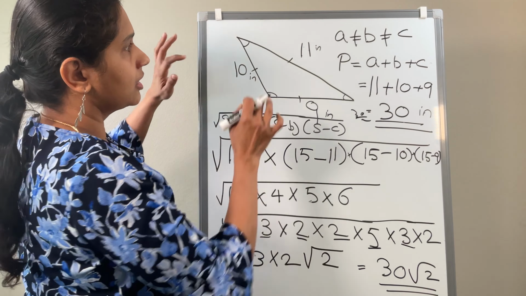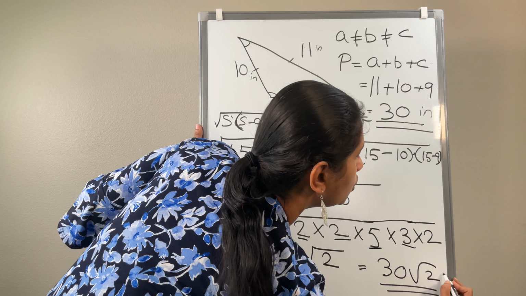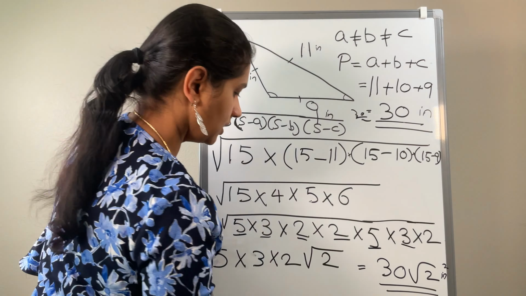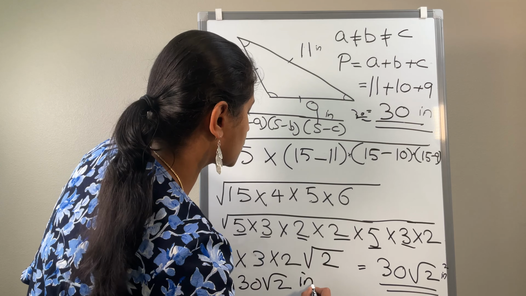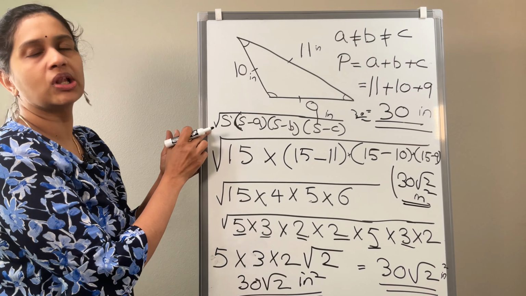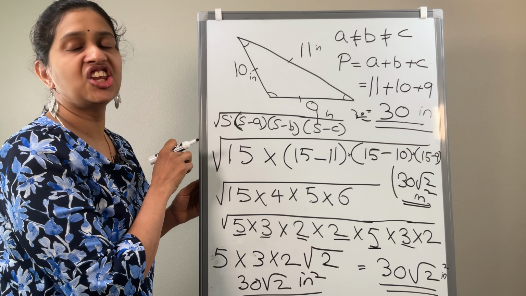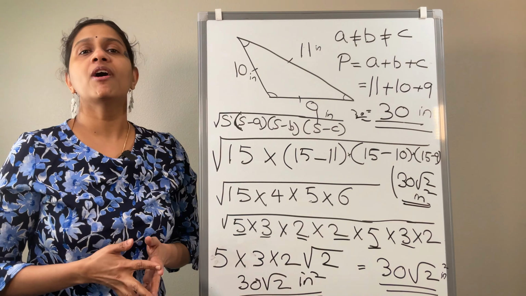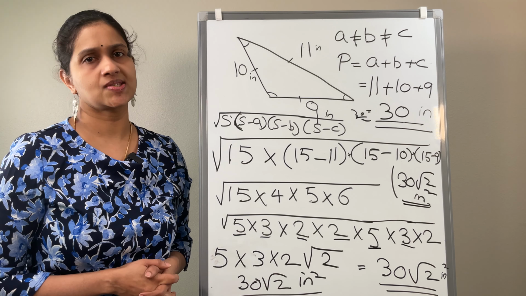So if you have inches, then it is going to be 30 root 2 inch square, or you can call it square inches. So this is what is called Heron's formula. That is how you have to calculate the area of a scalene triangle. Hope you have understood about the area and perimeter of the scalene triangle in this video.